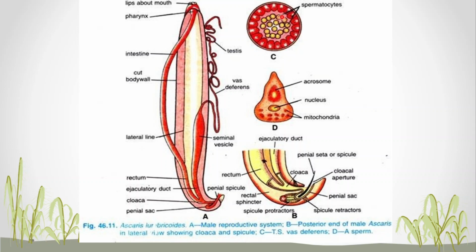Mature sperms are getting synthesized in this diagram C, which is the transverse section of the vas deferens. And in diagram D, the structure of the mature sperm is shown, which is triangular in shape, and the acrosome is seen here. The nucleus is present, and a number of mitochondria are seen at the base of the mature sperm. So this is the single structure of a sperm of male Ascaris.